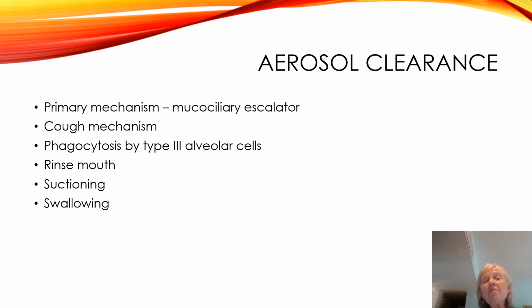Coughing, that's why coughing is so important. Coughing is your number one protector of your lungs. And so we're going to have these patients give us a good cough. There's your phagocytosis by the type 3 alveolar cells. Rinsing your mouth, especially with steroids. If you remember from pharmacology, we said that the steroid particles are a little bit bigger. As a result of that, they have a tendency of staying in the airways, staying in your mouth, and they will cause secondary infection. They're opportunistic infection makers.